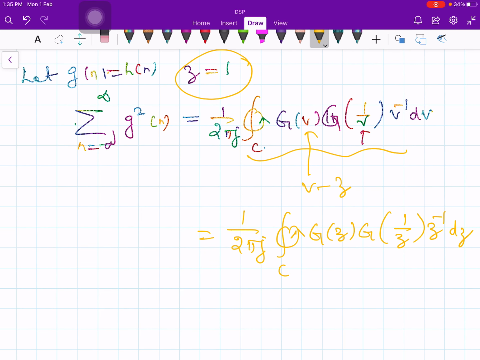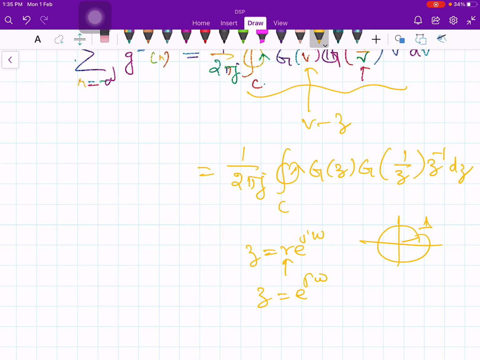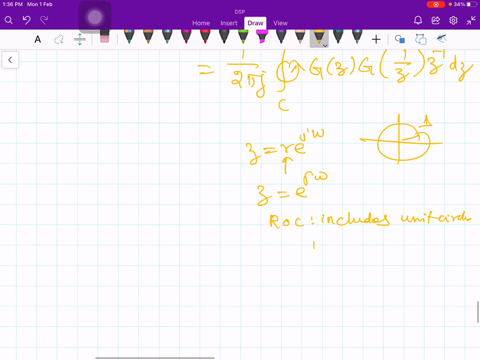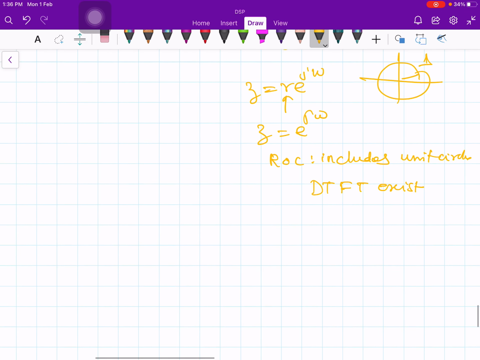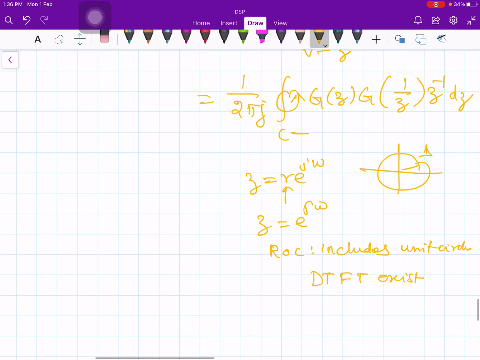Now if the ROC includes the unit circle, what does it mean? We know that z is equal to r times e to the j omega. On the unit circle, the radius is 1. So this r becomes 1, so z is equal to e to the j omega. Then we know when the ROC includes the unit circle, that means the DTFT, discrete time Fourier transform, exists, otherwise the discrete time Fourier transform will not exist. In other words, the contour C can be the unit circle. So you do the integration on the unit circle.